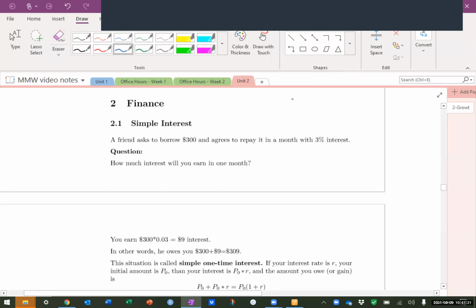The way I'm going to explain this is, you've got a friend. He needs to borrow $300 for rent. His bum's not paying his rent. But if you give him $300, he says, I will give you 3% interest back, 3% on that $300. So how much does he owe you the next month? Of course, he's going to owe you the $300 back, but he's also going to owe you the interest on that $300. So the interest would be 3% of $300.